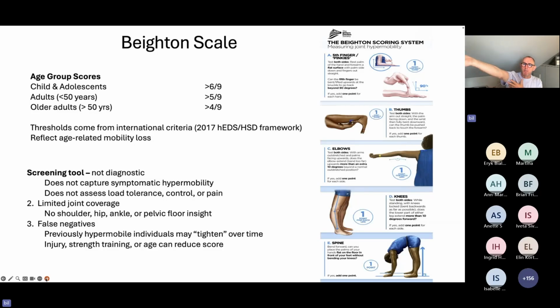Elbows, you're looking at hypermobile elbows, so they extend more than an extra 10 degrees beyond a normal extended position. And if yes, you add 1 point for each side. Knees, while standing with the knees locked, bent backwards, does the lower part of either leg extend more than 10 degrees forward? If yes, you add 1 point for each side. And then the spine, bending forward, can you place your hands flat on the floor in front of your feet without bending your knees? You can add 1 point for that.